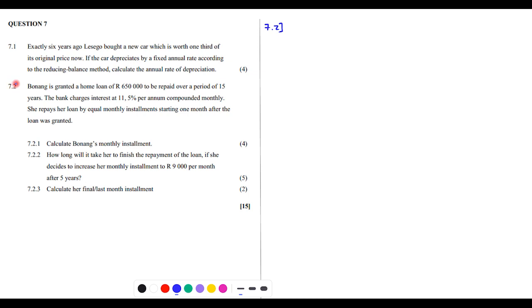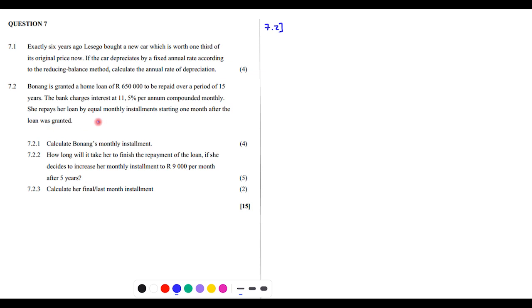So let's go ahead and read the question. The instructions go as follows. Bonang is granted a home loan of 650,000 to be paid over a period of 15 years, where the bank charges interest at 11.5% per annum compounded monthly, and she repays her loan by equal monthly installments starting 1 month after the loan was granted.